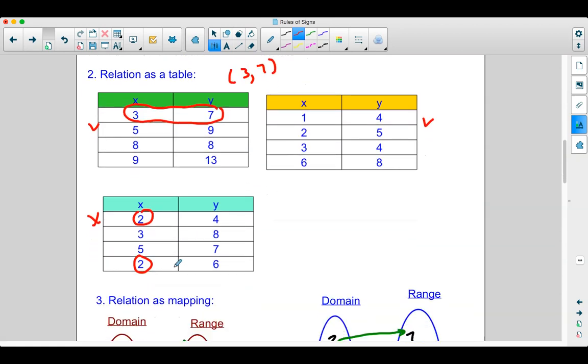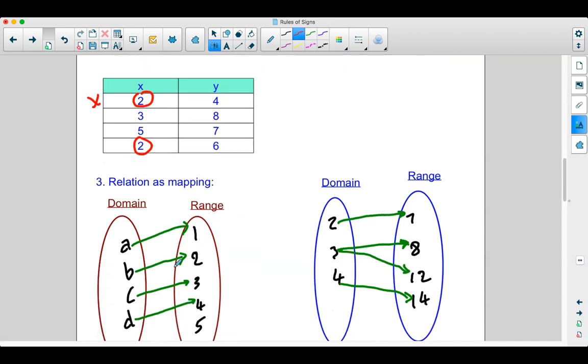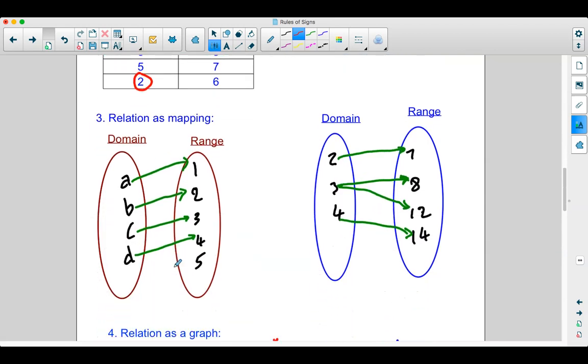Hopefully that gives you enough examples to see what is a function and what is not. Here is the situation of a relationship. Is this a function? Let's check. Every input has exactly one output. A goes to 1, B to 2, C to 3, D to 4. The fact that nothing is going to 5 is not a big deal. So this one, yes, is a function, because every input has exactly one output.